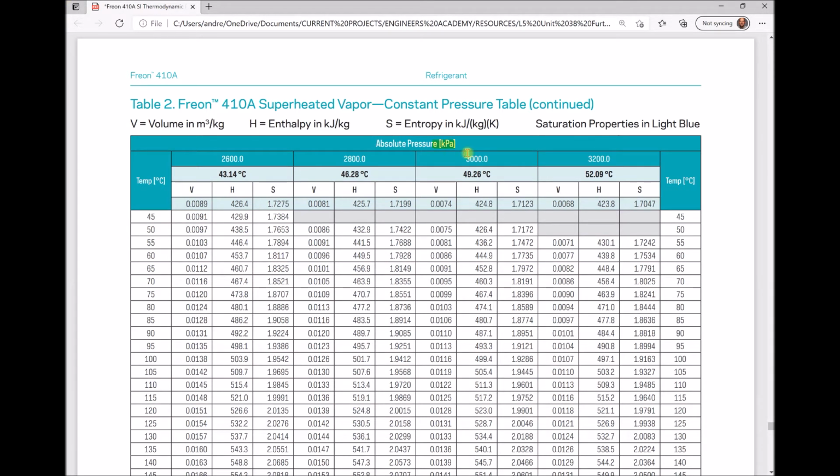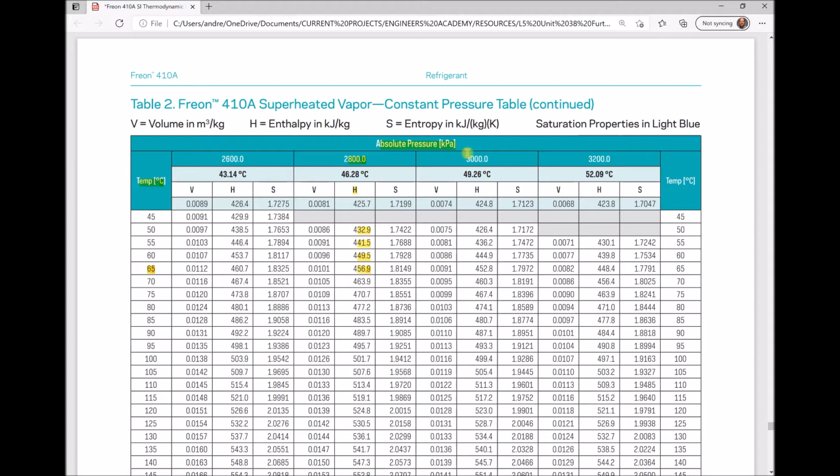So here we are on page 26 of the document. Once again, we have absolute pressures. Our pressure is 2,800 kilopascals, and our temperature was specified as 65 degrees C. Note that the left-hand column here is our temperatures in degrees C. What we need to do is to track along and find the enthalpy, represented by H, that corresponds with our pressure of 2,800, which would be anything in this column here, and our temperature of 65 degrees.